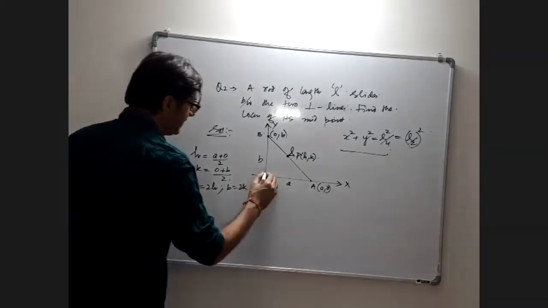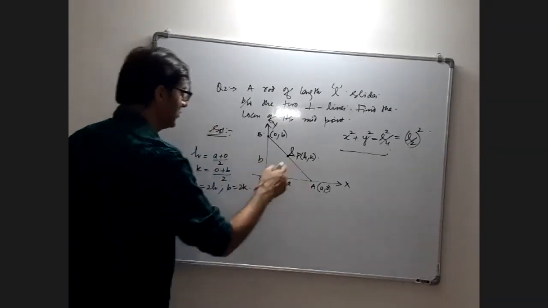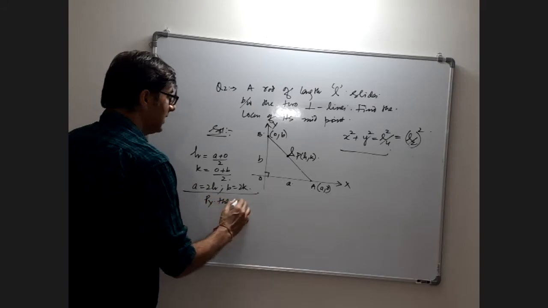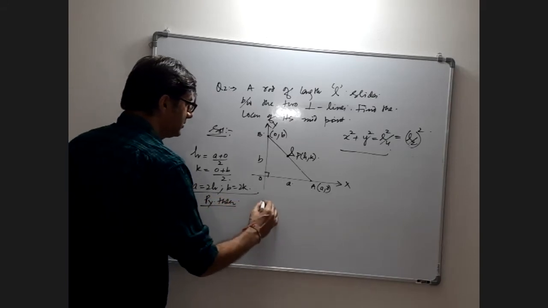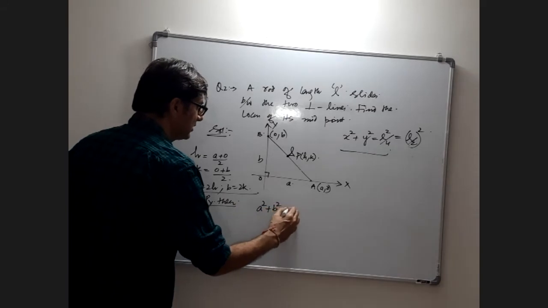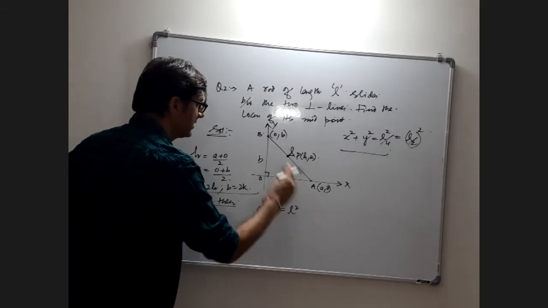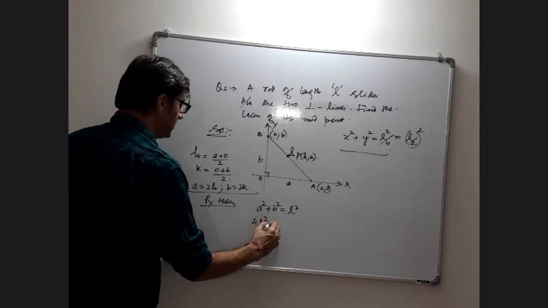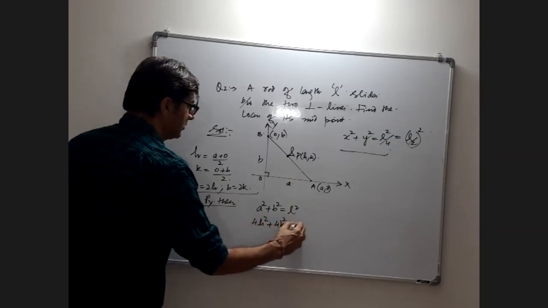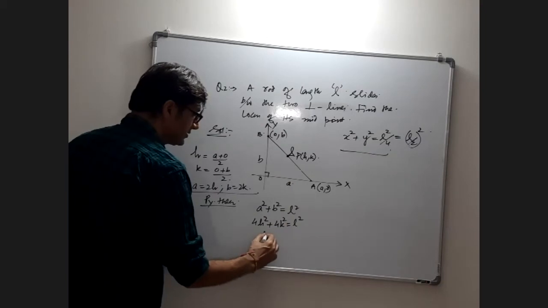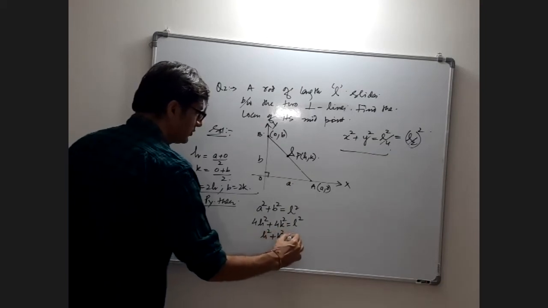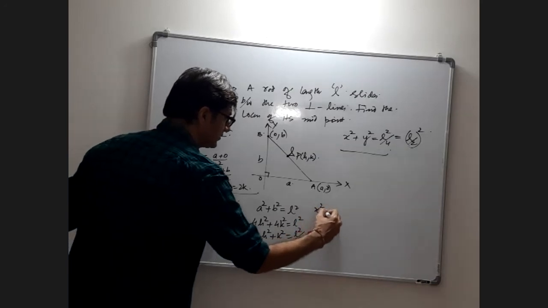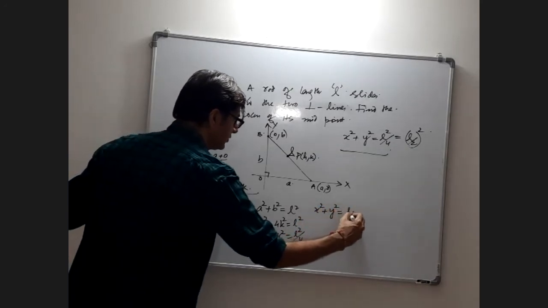Also, since the two lines are perpendicular, we use the Pythagoras theorem, and that will give us A squared plus B squared is equal to L squared. This is the length of the rod. Now A is 2h, so 4h squared, and B is 2k, so 4k squared, is equal to L squared. So h squared plus k squared is equal to L squared upon 4. Replacing h by x and k by y, it's x squared plus y squared is equal to (L upon 2) squared.